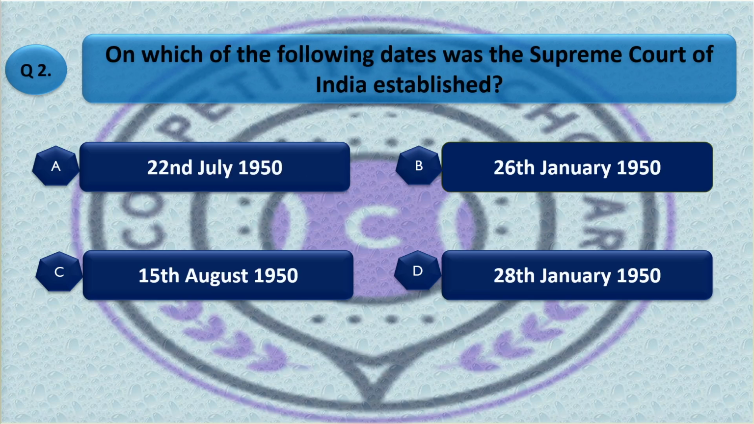Question number 2. On which of the following dates was the Supreme Court of India established? Option A, 22nd July 1950. Option B, 26th January 1950. Option C, 15th August 1950. Option D, 28th January 1950. So the answer is option D, that is 28th January 1950.